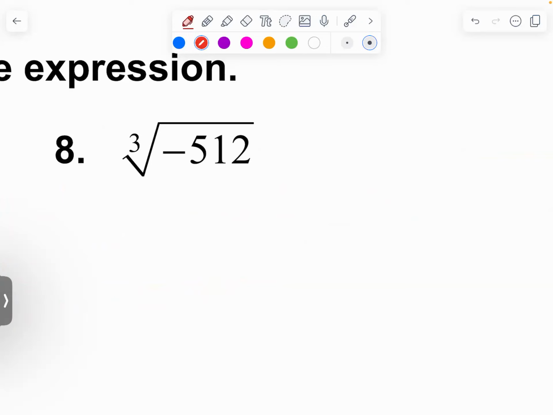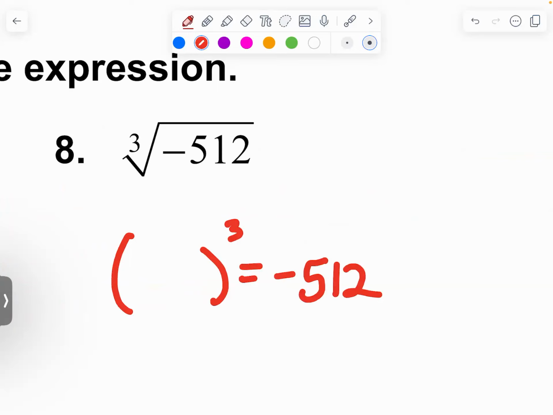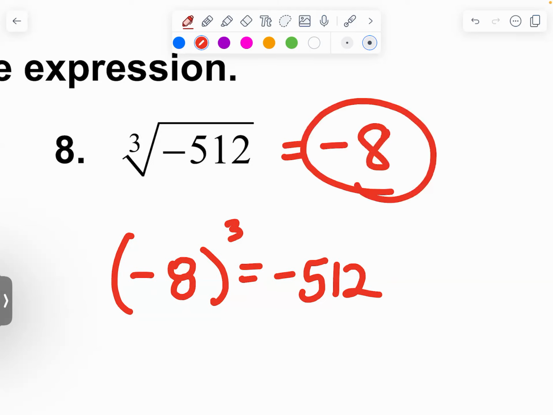the cube root of negative 512. I want to know what number cubed is negative 512. Okay, if you're not sure, but you think maybe 8 is the right number, in your calculator, put negative 8 times negative 8 times negative 8. And is it 512? Is it negative 512? Okay, then there's your answer.